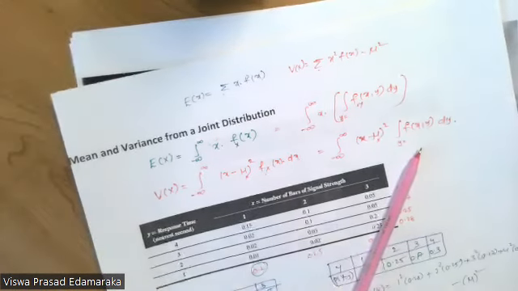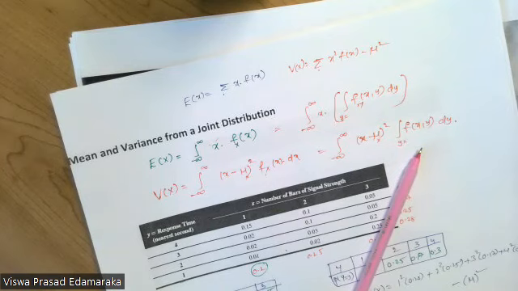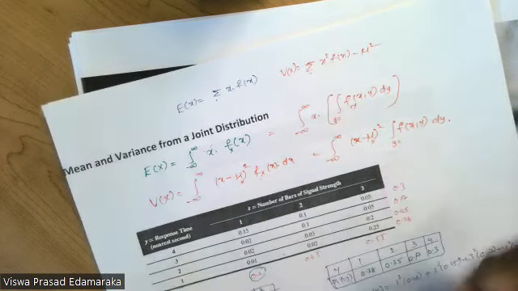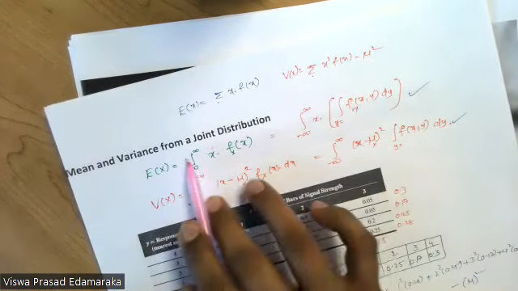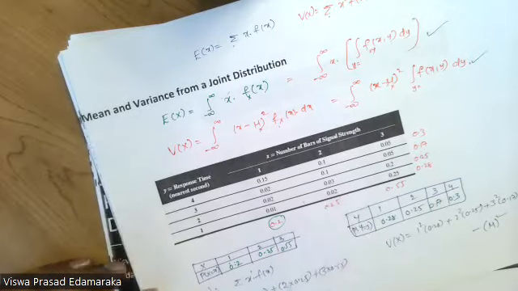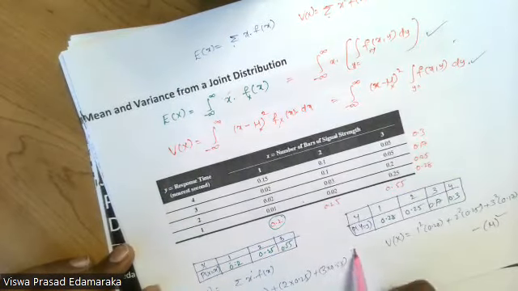Simply, he will give f of x comma y, and we will calculate f of x or f of y by integrating with respect to the other variable. Later we multiply with x and integrate it again. This is the mean and variance of a joint distribution, for continuous, and this is for discrete.